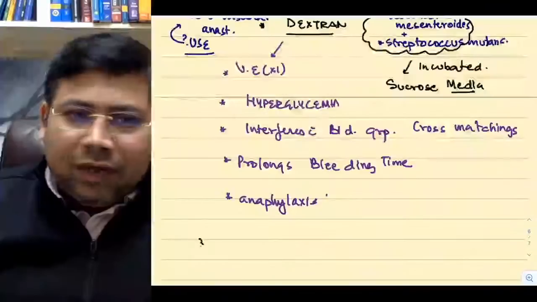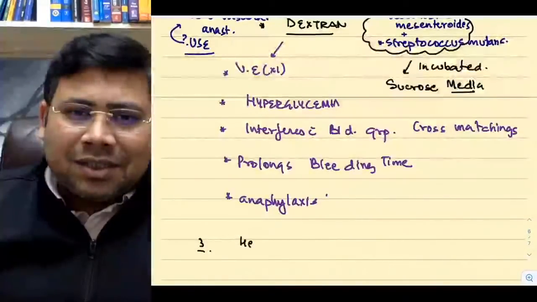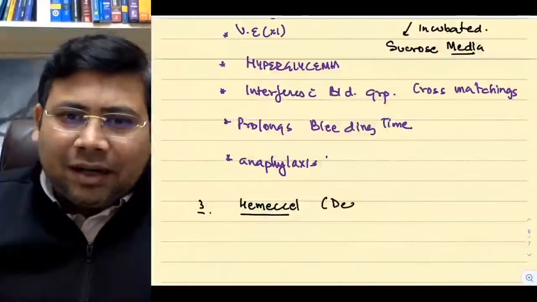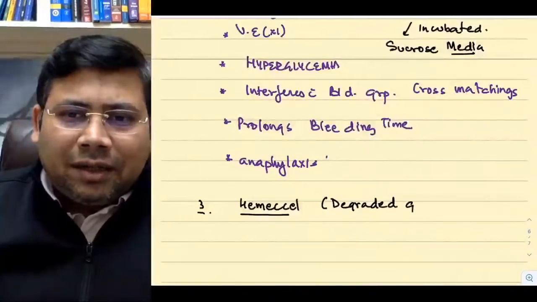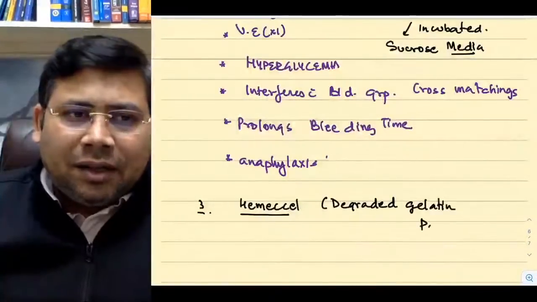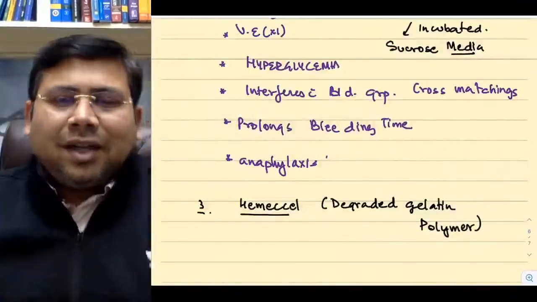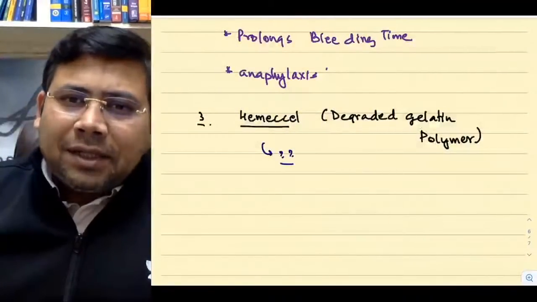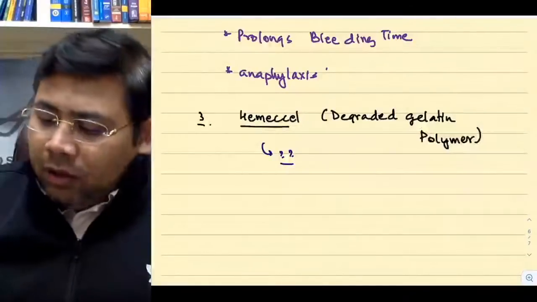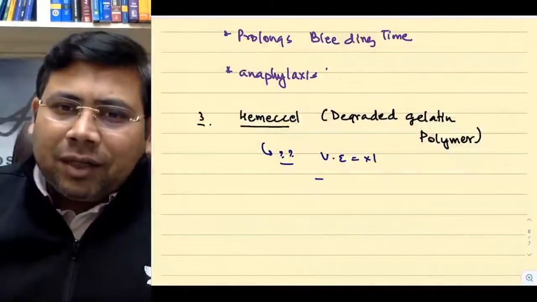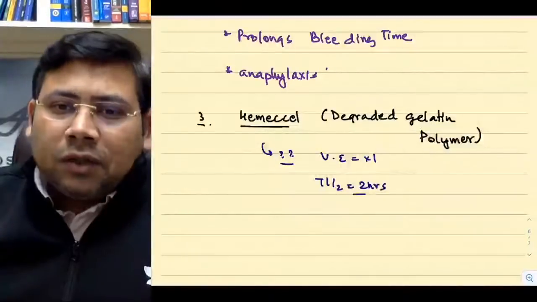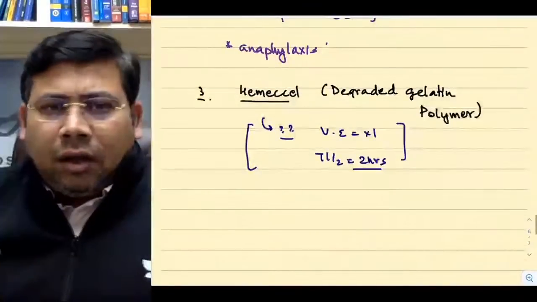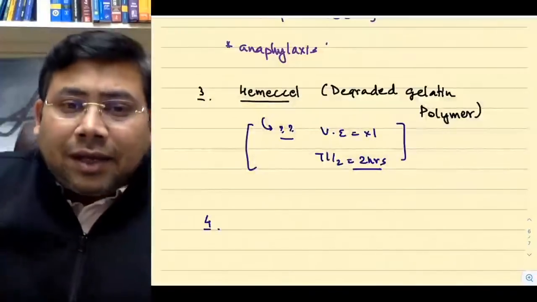Then the third one that we have, you can use Haemaccel. This is the commonest variety that we use. Haemaccel is a degraded gelatin polymer. Volume expansion is equal to one time, the T half is only 2 hours. So it's a very comfortable colloid without having any side effect on what? Homeostasis or hemostasis.